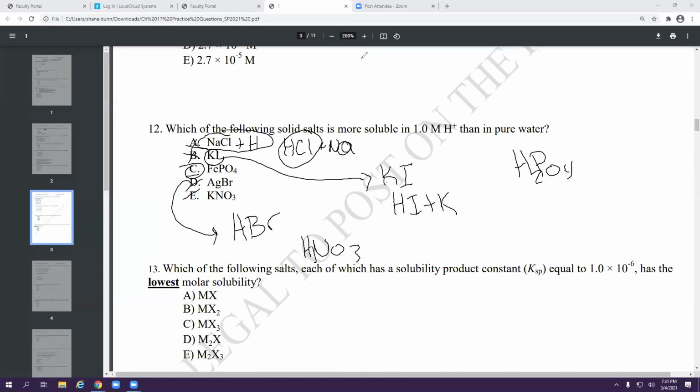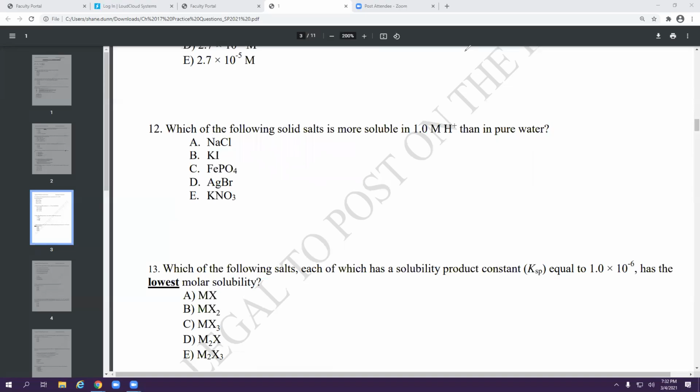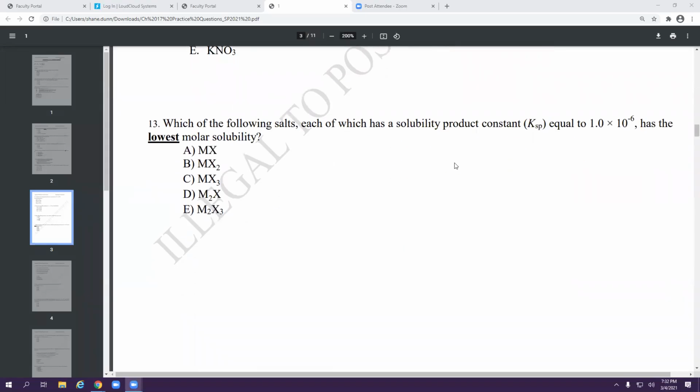Okay, moving on. Does 12 make sense to you guys? 13. Which one's going to have the lowest molar solubility? Which of the following has the solubility constant Ksp equal to the molar solubility constant? What this means is, which one's going to have the smallest X value? Because it's a solubility product. Molar solubility. Least solubility.